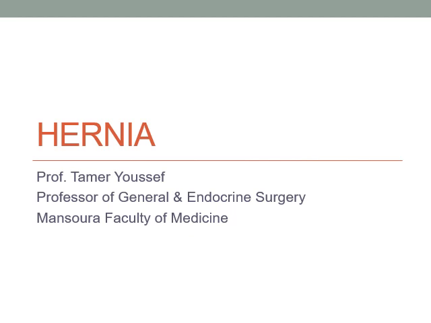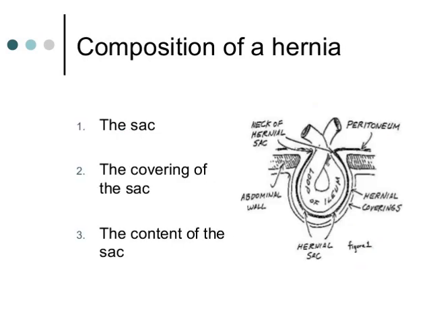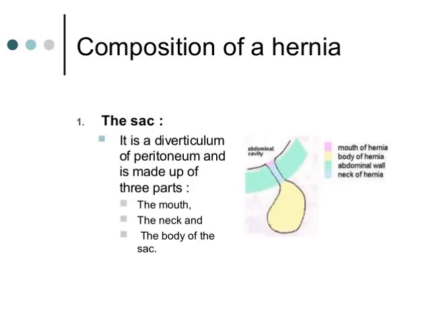Today we are going to discuss hernia. Hernia, by definition, is protrusion of a viscus or part of a viscus through a defect in the wall of its containing cavity. For a hernia to be formed, there should be three components: the sac, and this sac should have a covering, and the sac should have a content. So we have the sac, the covering of the sac, and the content of the sac.